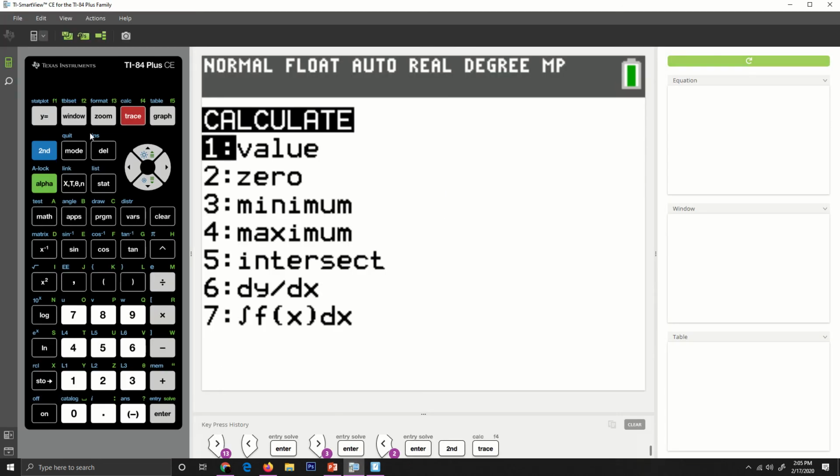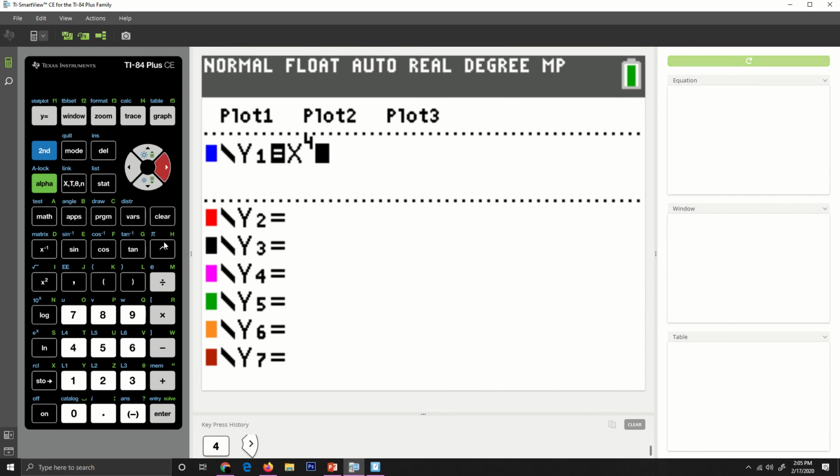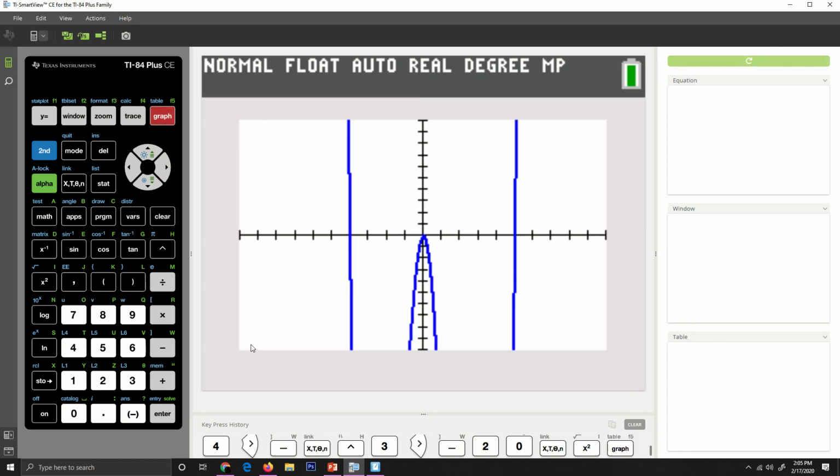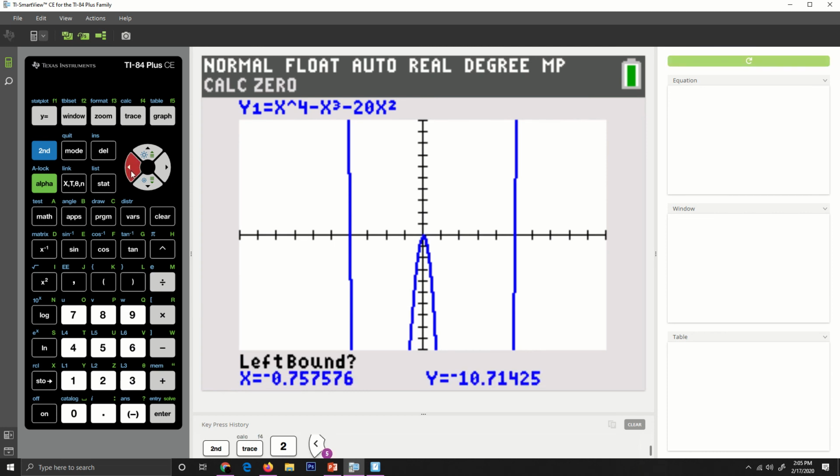If I go to my graphing calculator, go to my y equals, I clear that out. I go x raised to the 4th, hit my right arrow key, go minus x raised to the third, and then I go right arrow, minus 20x squared. I hit graph, and we want to find the zeros here. So my first zero, let's see here, second, calculate, 0, so 2. I want to find this first 0. Minus 53. There we are.